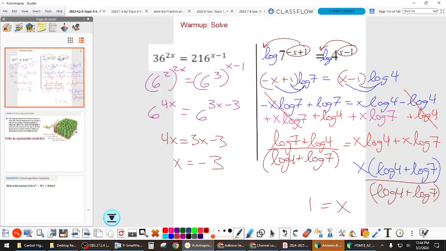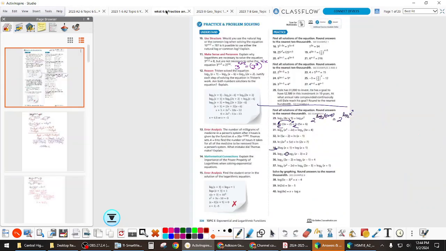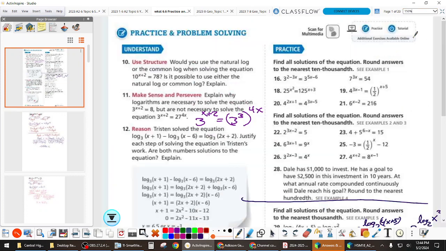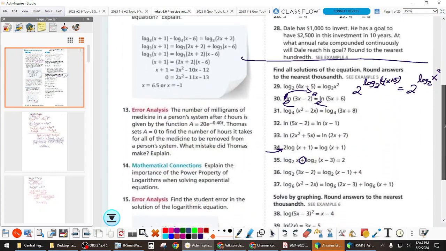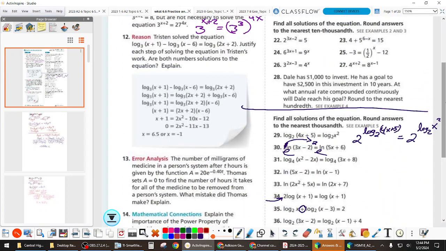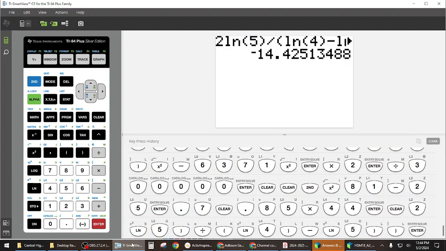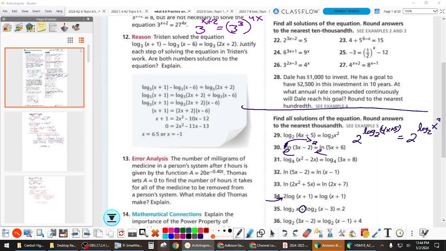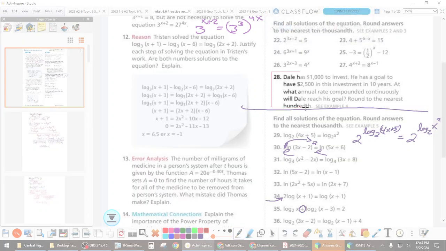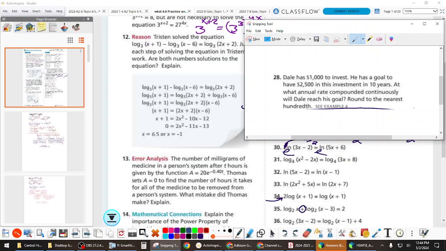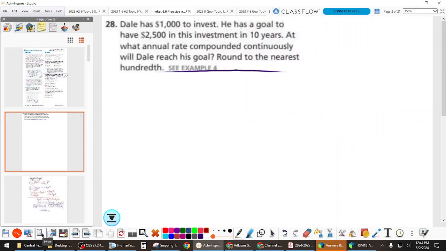Why couldn't you just leave that as your answer on the non-calculator part? Okay. As long as you think that's okay. So you said 28? Yes. Okay. This big one's right. 28, there we go.